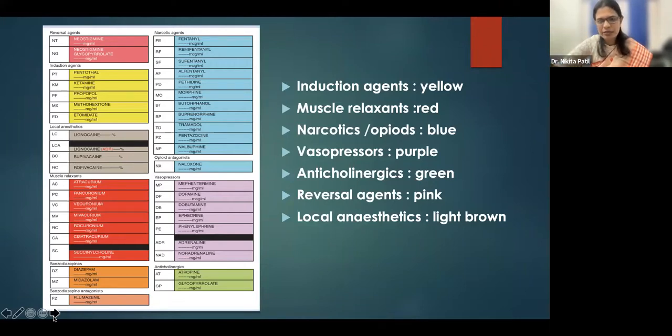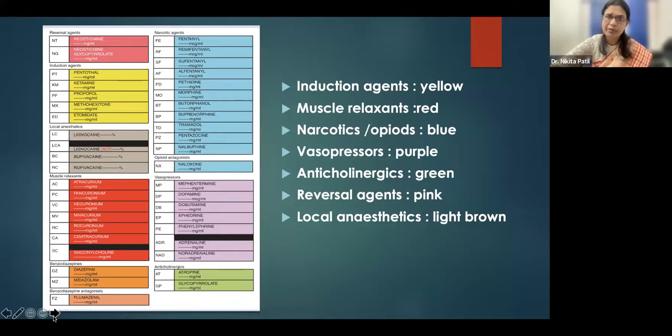We have stickers which are to be labeled or pasted directly on the syringes. These are color coded, with standardization of the color code by national and international standards. So the induction agents come in a yellow vial. Muscle relaxants, red. Narcotics, opioids, blue. Vasopressors come in purple. Anticholinergics, green. Reversal agent, pink, and local anesthetic, light brown.